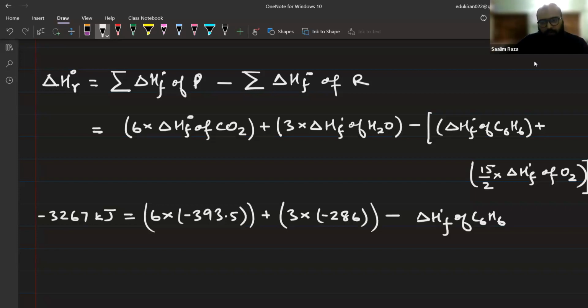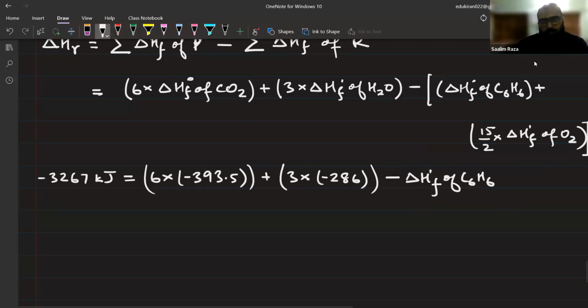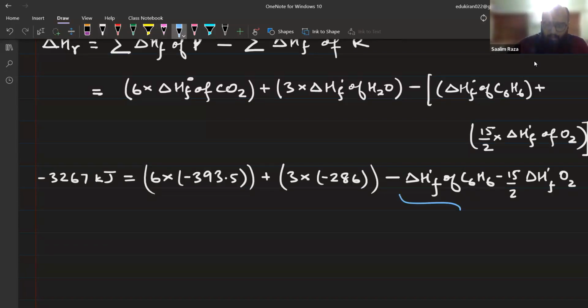Now minus, and this plus, it will again have minus, the 15/2 into delta H naught F of O2. We don't know these two values, and we have only one equation here. What do we do? We are stuck again. What do you think, Mariam, Harsha and Siddika, Martin and Abdul Hameed? We are once again stuck, tell me.